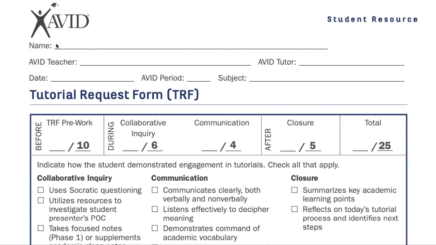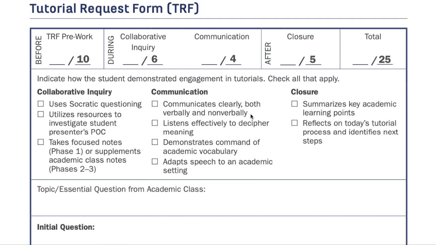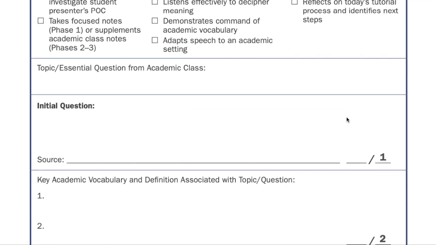So for now, you just need to fill out your name, your Avid teacher. You don't need to worry about the tutor right now because we do not have tutors, the date, and the subject that you're going to be working with. So if this is from English class, you'll write English. If it's from social studies, and so on. Okay, things to note. You do not need to do anything with these check marks. This would typically be for me or the tutor to fill out, so don't worry about that.